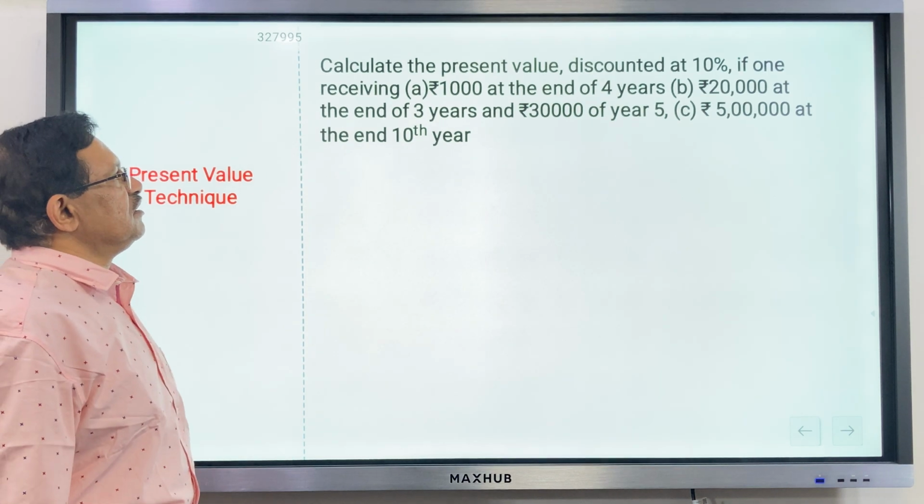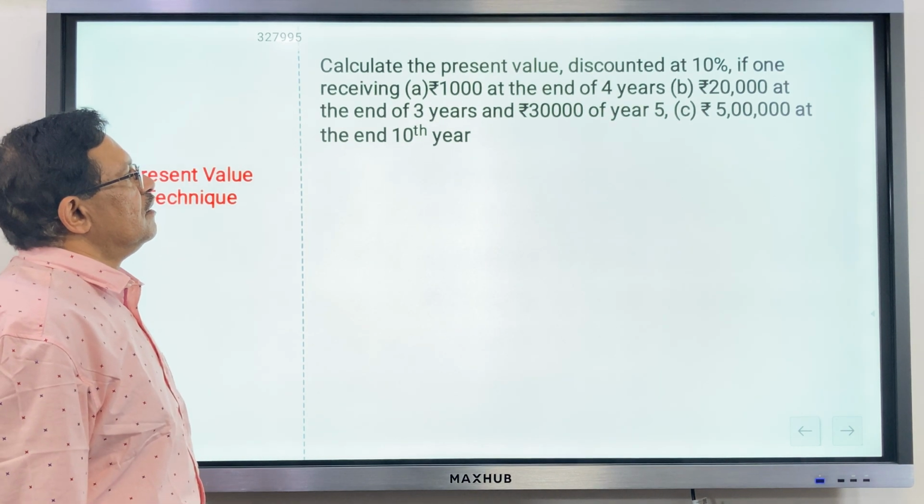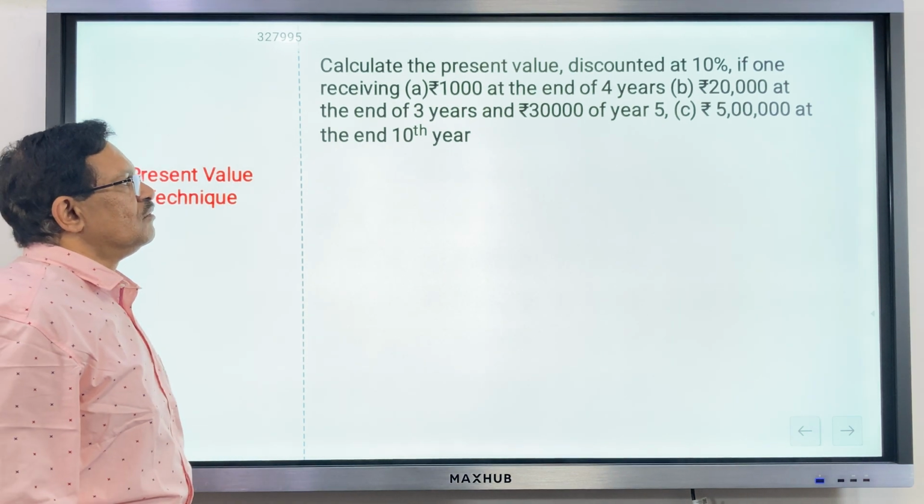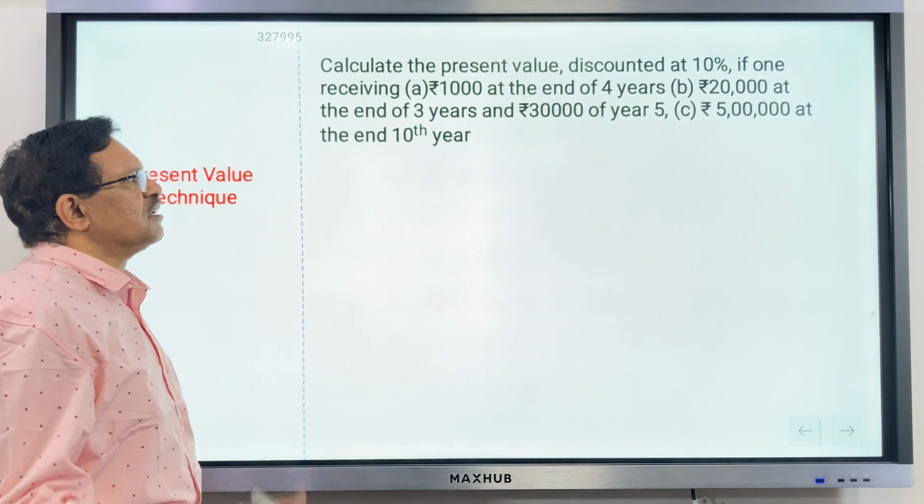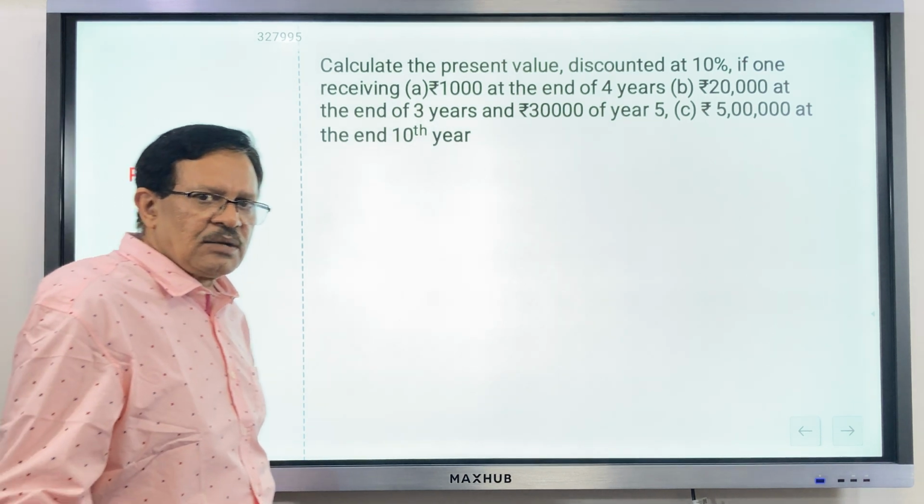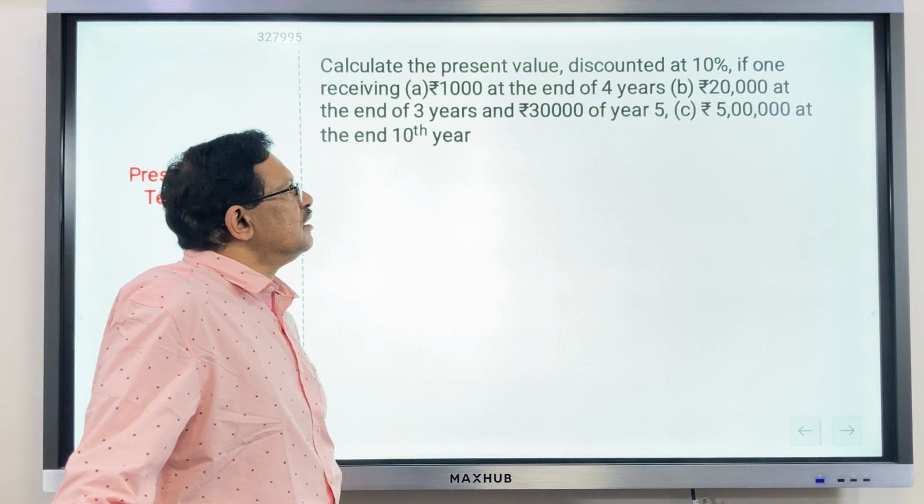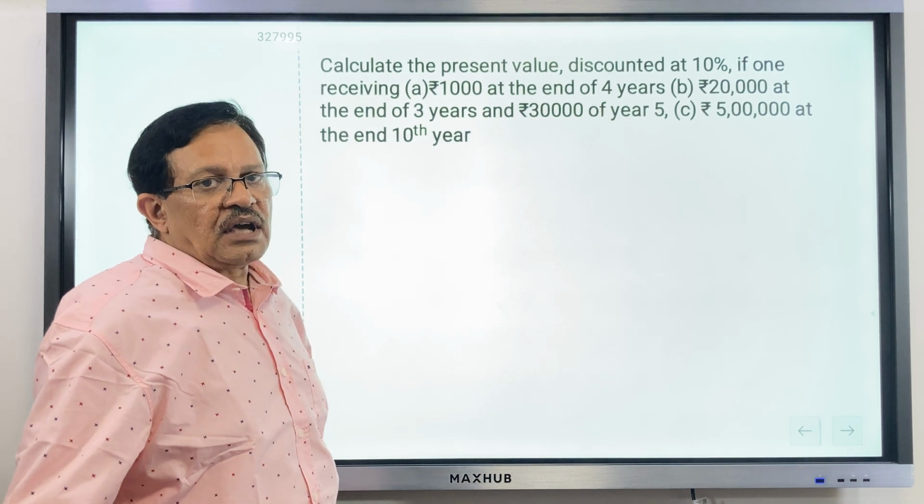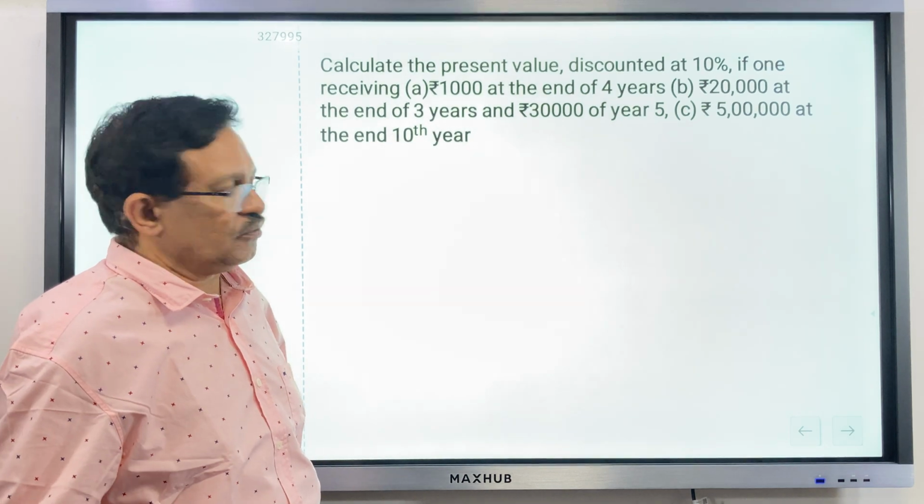In the previous session, to find out the present values, we used simple calculators to find out the solution. But as I said, it becomes very complicated to use the calculators to find out the present values.